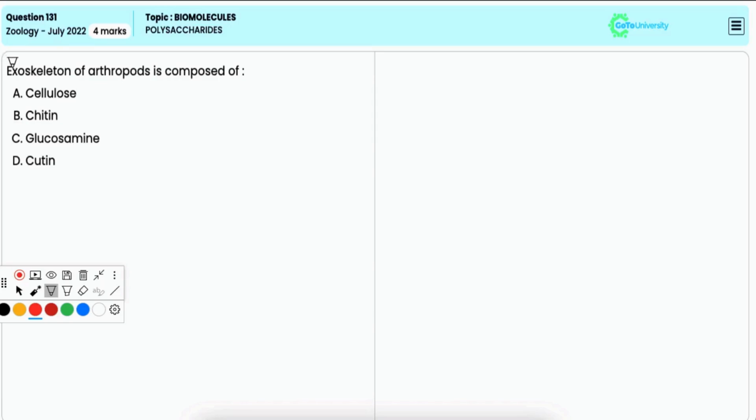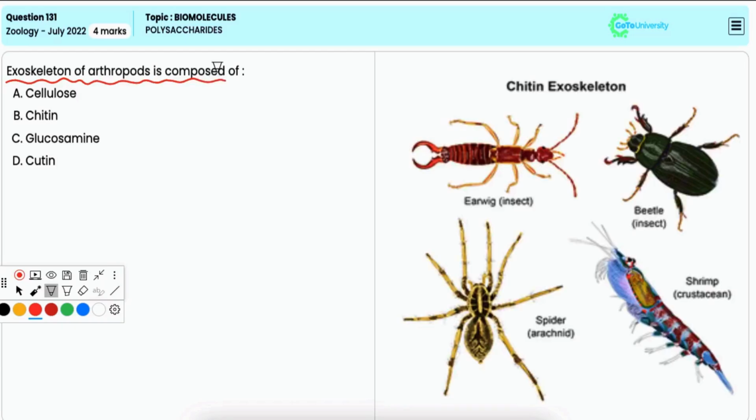In this question, you have to choose the correct option that represents the composition of exoskeleton of arthropods. Option A, cellulose. It is incorrect. Cellulose is found in the cell walls of plants and some algae, not in the exoskeletons of arthropods.